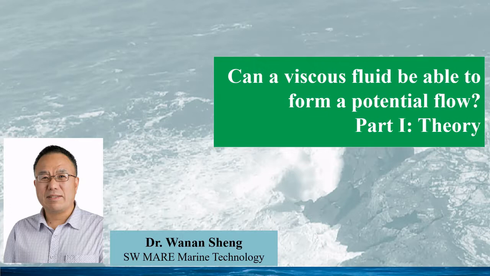As you all know very well, for a potential flow, the fluid is required to be irrotational and inviscid. And in many cases, the flow is also assumed to be incompressible. The question is, do we need all these assumptions for an irrotational flow? I will answer the question in the talk.